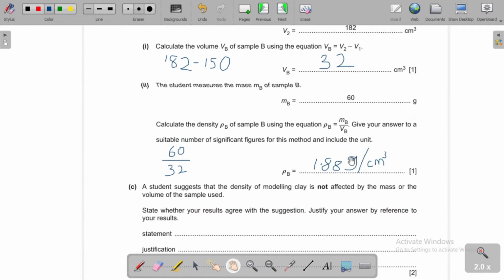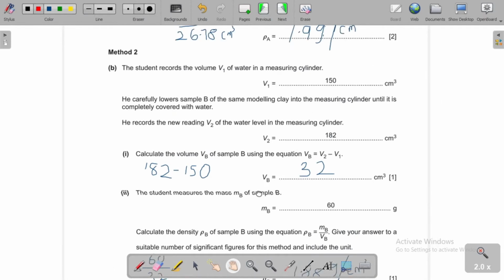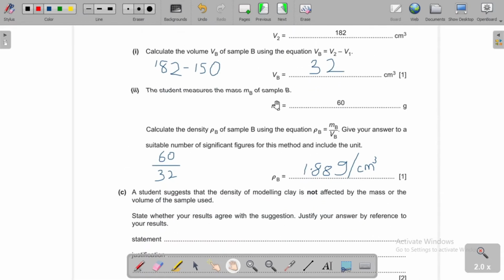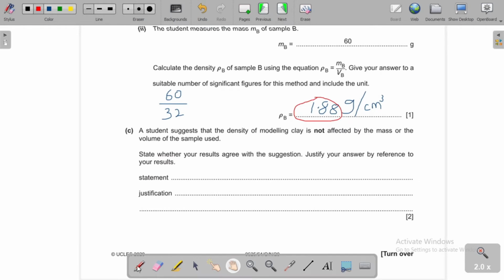This one is giving us 1.88 as density, and the second one, let me change this to red, the second one is giving us 1.9, and this one is giving us 1.88. Do we really have much difference? 1.88 can actually be approximated to 1.9. So I will agree with the student. Yes, the student is right. So I can say yes.